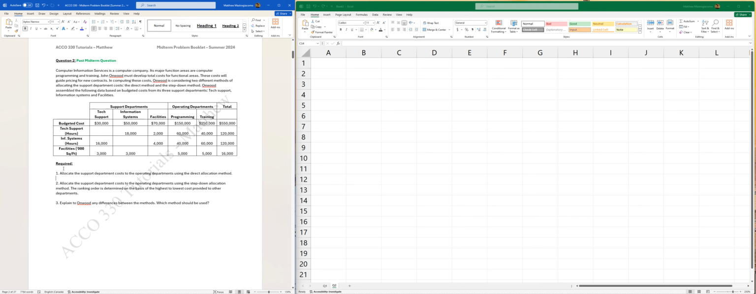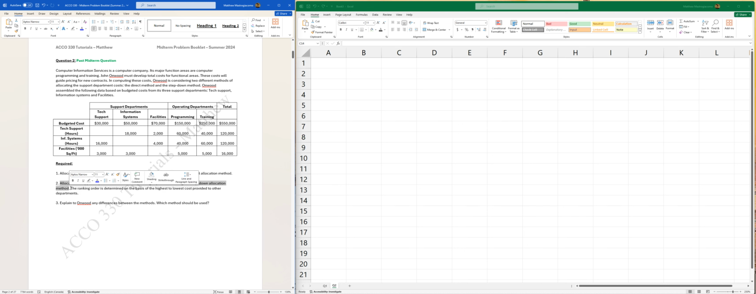Okay. So, guys, now that we know all the support departments and then the operating departments, we also see here how each cost from the support departments are allocated. Let's go read the required. So required 1, allocate the cost using direct method. Required 2, allocate the support department cost to the operating departments using step-down allocation method.